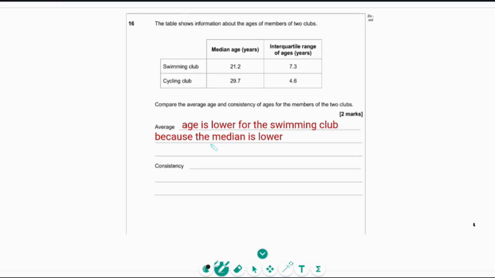Who's more consistent? Where are the ages more consistent? With the interquartile range that is the smallest. So cycling club has a smaller interquartile range. So the age range is smaller and more consistent.